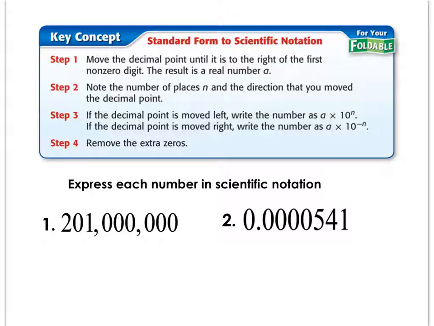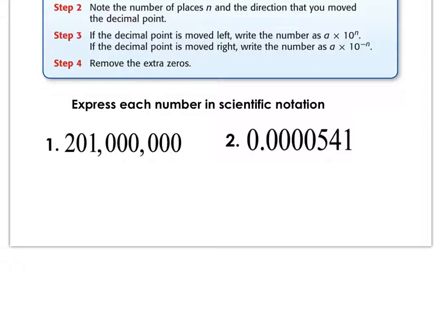So let's look at expressing each number here in scientific notation. So I have 201 million. I'm going to write this as 2.01 times 10 to the, now I'm going to count how many zeros are after 2.01, because that's the first integer that's between 1 and 10. So 1, 2, 3, 4, 5, 6, 7, 8. So I have 2.01 times 10 to the 8th.